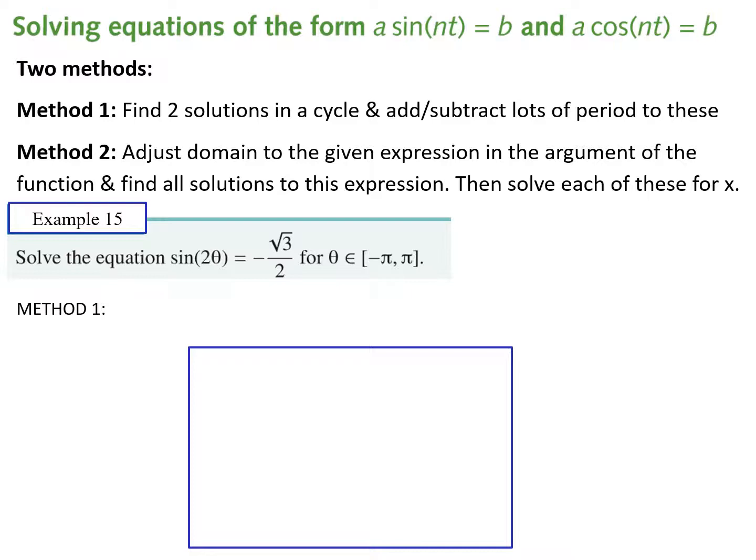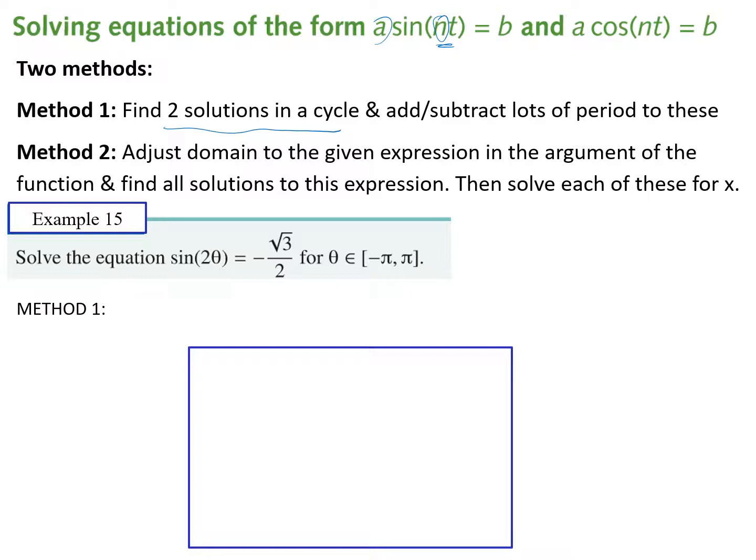All right, solving equations of the form a sin nt equal to b and a cos nt equal to b. So now we are solving equations that involve a dilation factor. So we can see here there's dilation factor 1 on n from the y-axis and dilation factor a from the x-axis. Two methods we'll look at here. Method number one is I just find the two solutions in a cycle first, and then I look at the actual period of the functions. Then you're going to add or subtract lots of the period to the first two solutions.